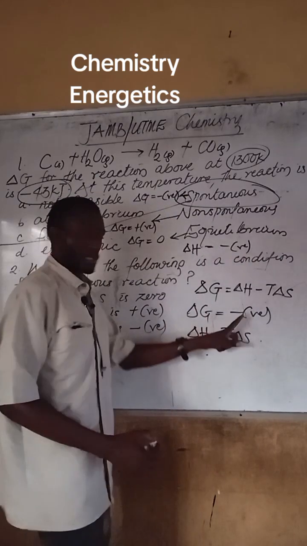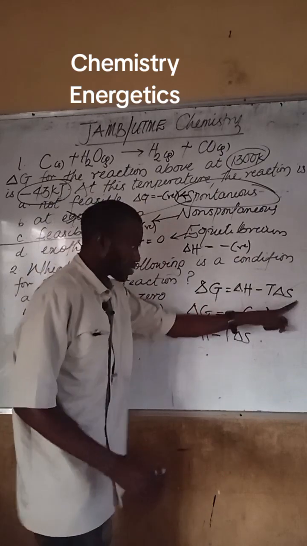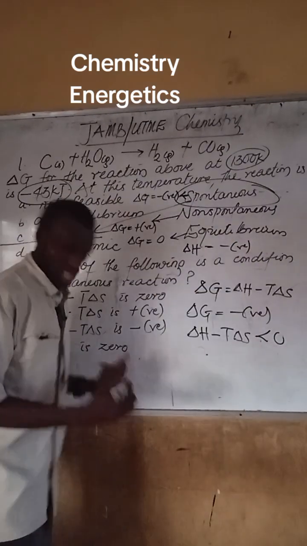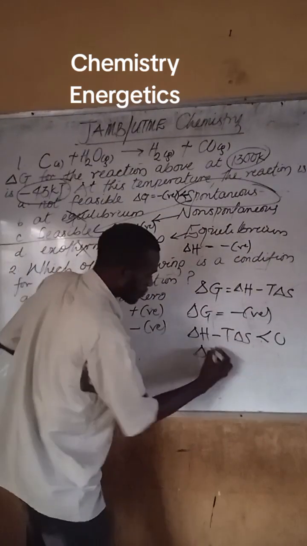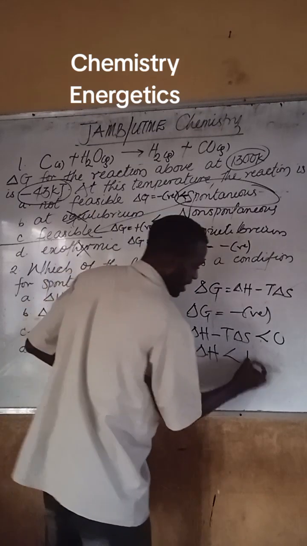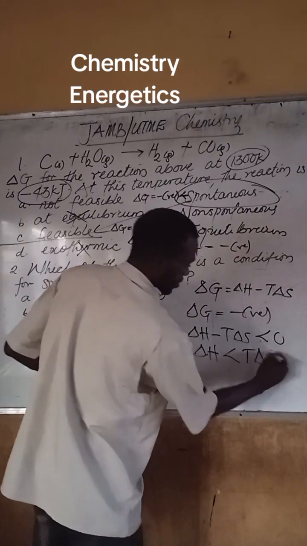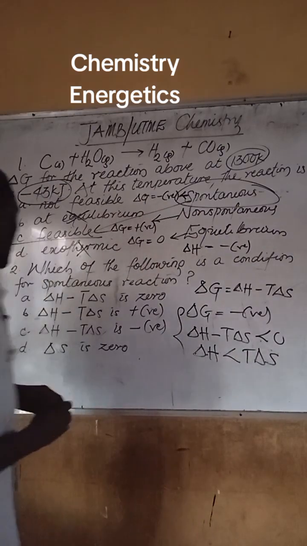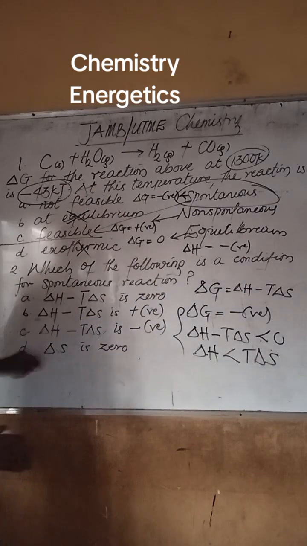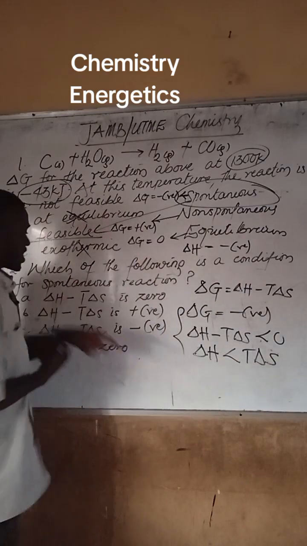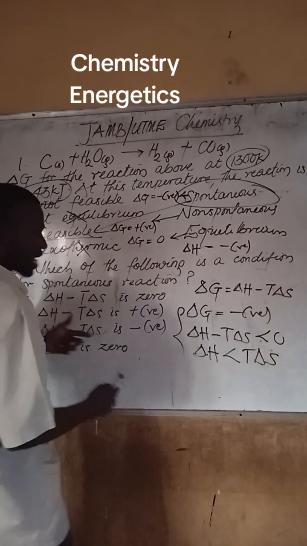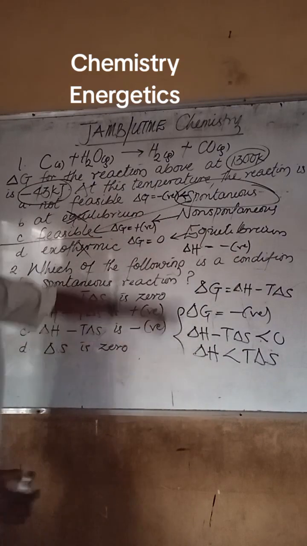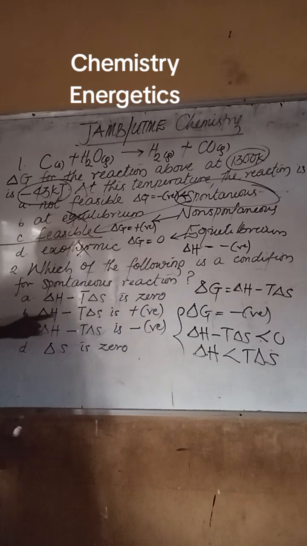Since we are subtracting this from this, it means that the difference must be less than 0. Does that make sense? If so, then the change in enthalpy must be less than T delta S. If that is the case, then the reaction is spontaneous. So which one is responsible for the spontaneity of a reaction? A, that this is 0? No. If both of these are equal, then delta H equals T delta S. If that is the case, the reaction will be at equilibrium.